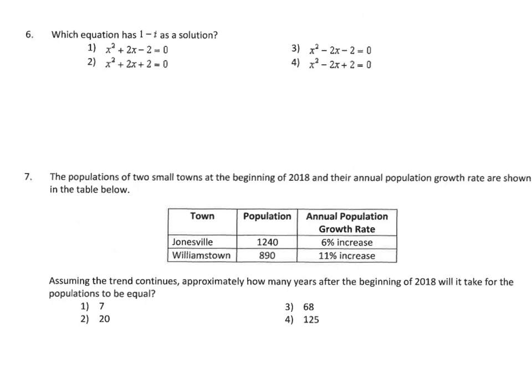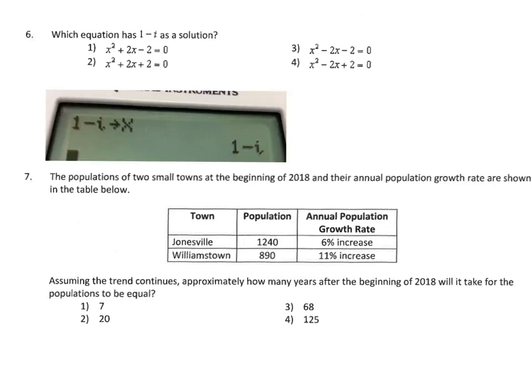Okay, number 6, the easiest way to do this is just to use your calculator. So they want to know which equation has 1 minus i as a solution. So I would just store x as 1 minus i in your calculator. So all you're doing is just typing 1 minus i, using second decimal for the i, and then you're hitting the store button, which is right above the x, and hit enter. So whenever you hit x in your calculator, it'll represent 1 minus i.